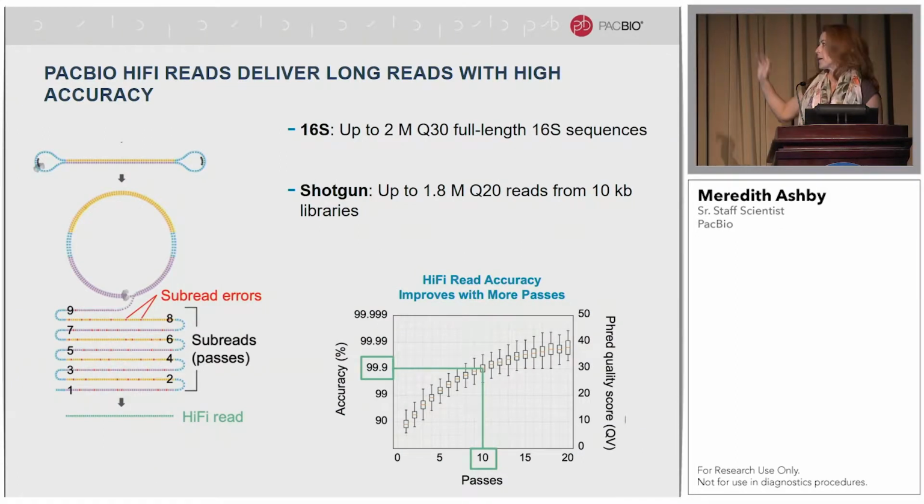So this has been put up a couple times. HiFi reads, it's highly accurate and long. And in the context of microbiome sequencing, you can get up to 2 million Q30 full-length 16S sequences using the Sequel version 2 chemistry. Of course, it's already been hinted at, we're coming out with a new chemistry very soon, and preliminarily, it looks like we're going to be able to increase the number of shotgun reads you can get from 10 KB libraries quite significantly here. So that's not a final number. It could get better.